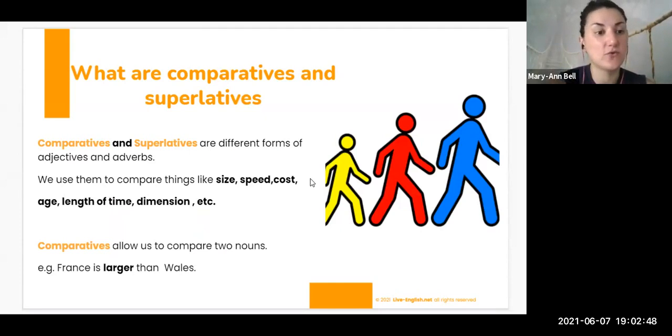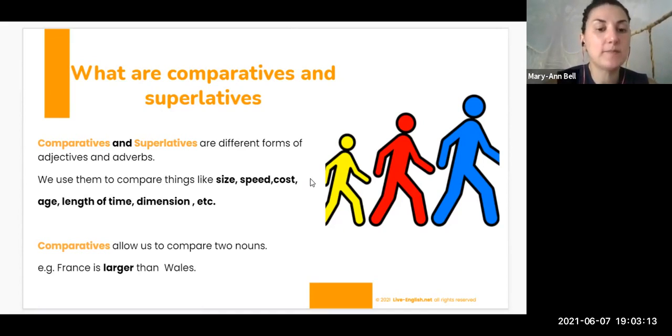Just like we have different forms of the verbs for tenses, we have different forms of adjectives and adverbs. And we use comparatives and superlatives basically to compare things, quite often to compare the size of things, the speed, cost, age, length of time, dimension. You know, the possibilities are endless.